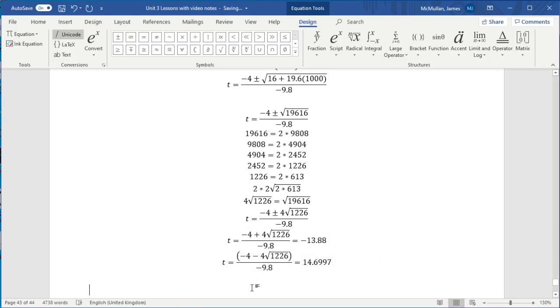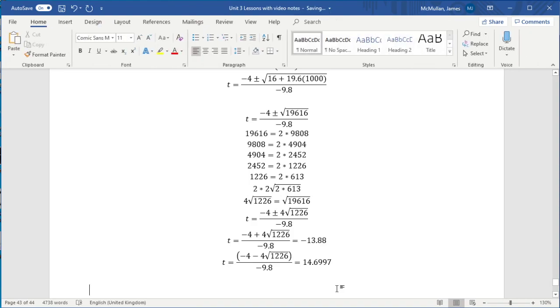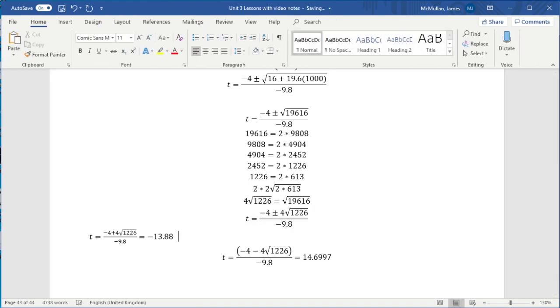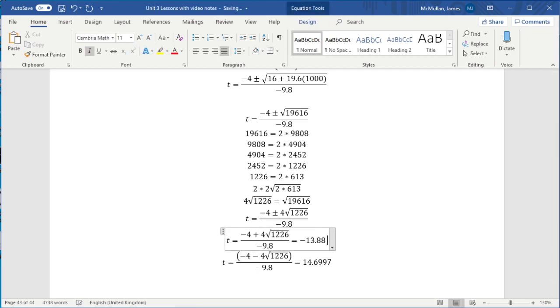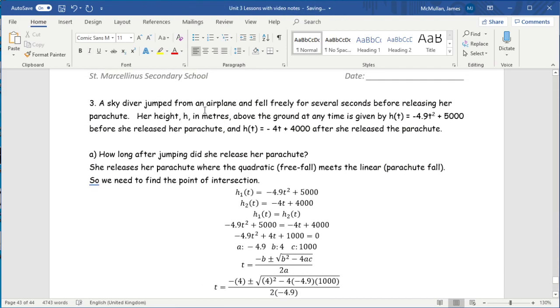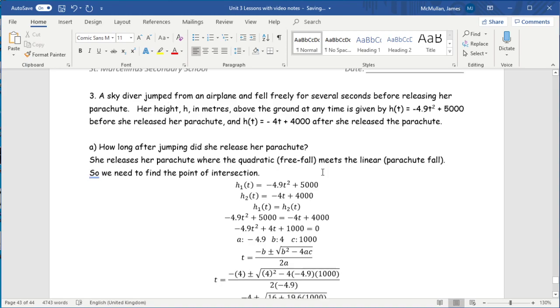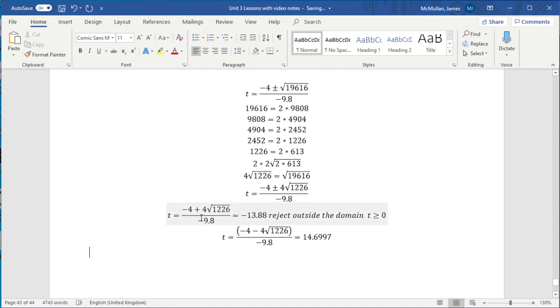All right, so now there are two possibilities. Either she opens the parachute at negative 13 seconds. Of course, we're going to reject this one as outside the domain. The domain in this question is t greater than or equal to 0 because the moment she jumps out of the plane, t is 0. This equation would suggest that she was rising into the air before she jumped, which is probably not true, right? Probably the plane was flying at a steady altitude. So the model really isn't any good before t equals 0. We're just going to keep it after t equals 0. So we're going to keep this one.